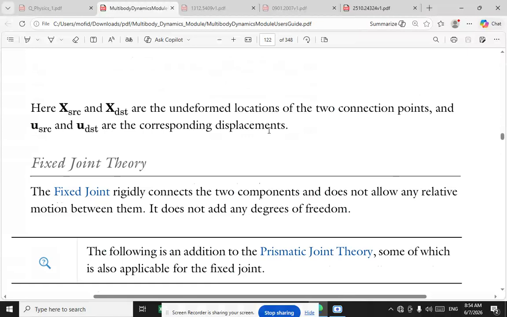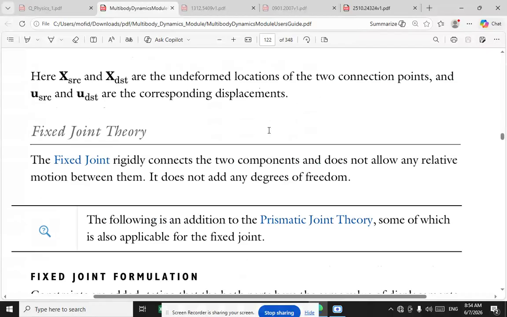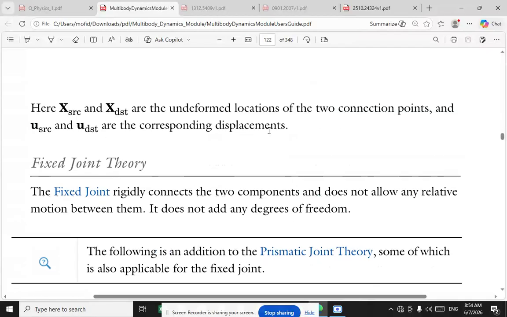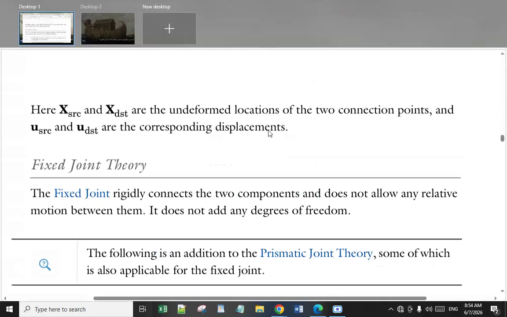Fixed joint theory. The fixed joint rigidly connects the two components and doesn't allow any relative motion between them. It doesn't add any degrees of freedom. The following is an addition to the prismatic joint theory, some of which is applicable for the fixed joint.